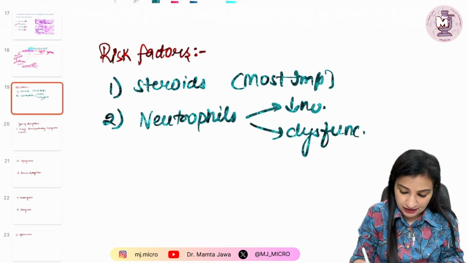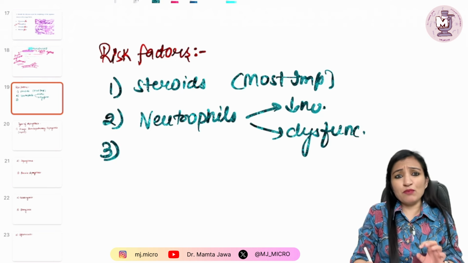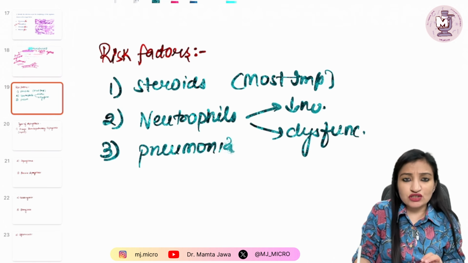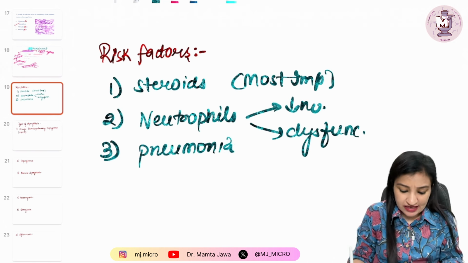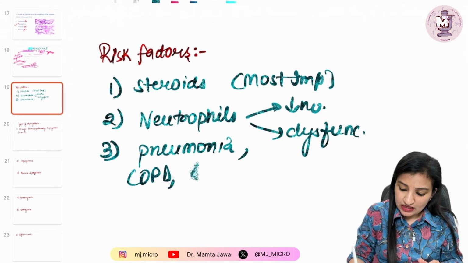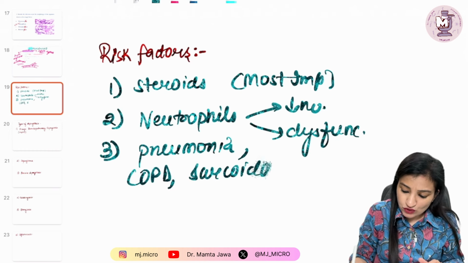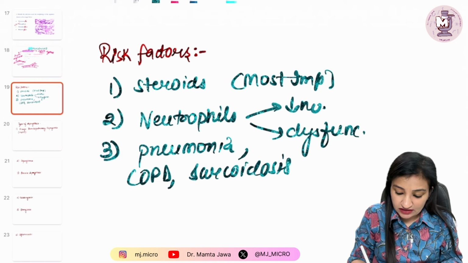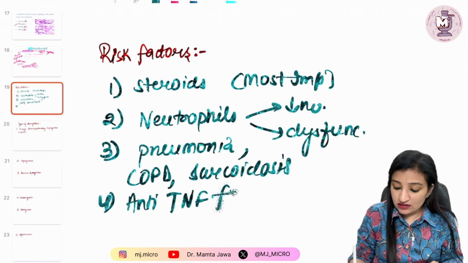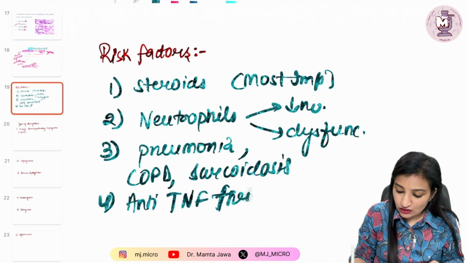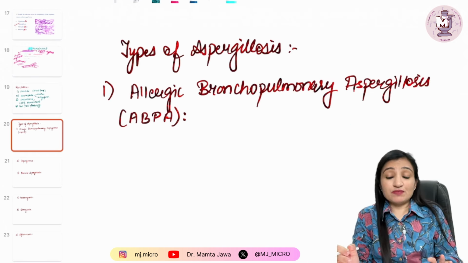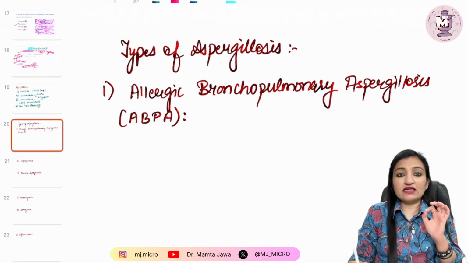Please remember this. ठीक है, then third important risk factor is some lung conditions which have been going on for a long time. Let's say underline, some pneumonia which is not resolving, COPD, sarcoidosis, all these conditions if they are there in some patient, then anti-tumor necrosis factor therapy, this also is a risk factor. Now types of aspergillosis quickly हम देख लेते हैं.